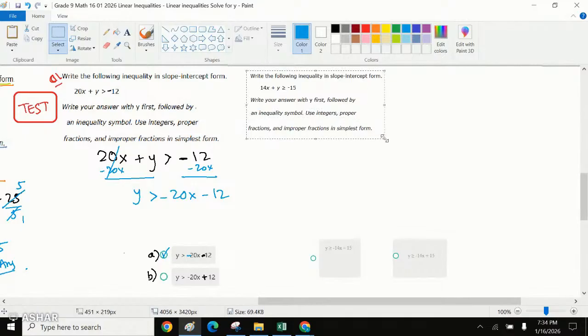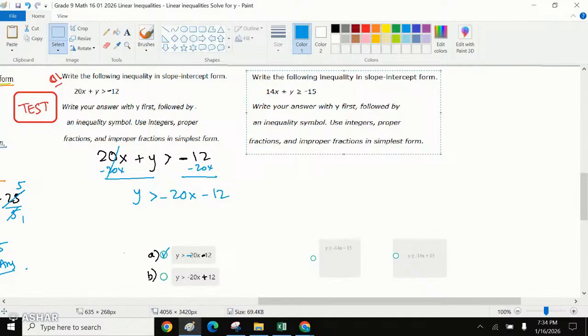This is question number 2 from the test. Can you help me out? Can anyone explain? Yes, let's do this together.